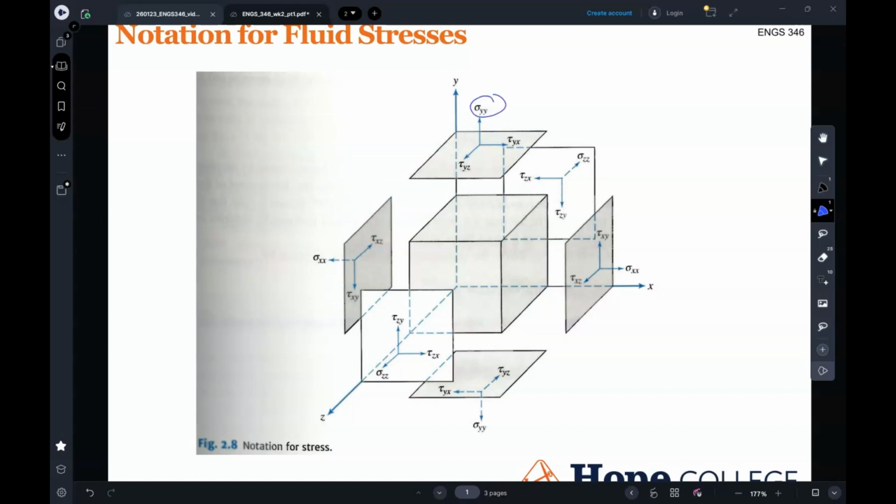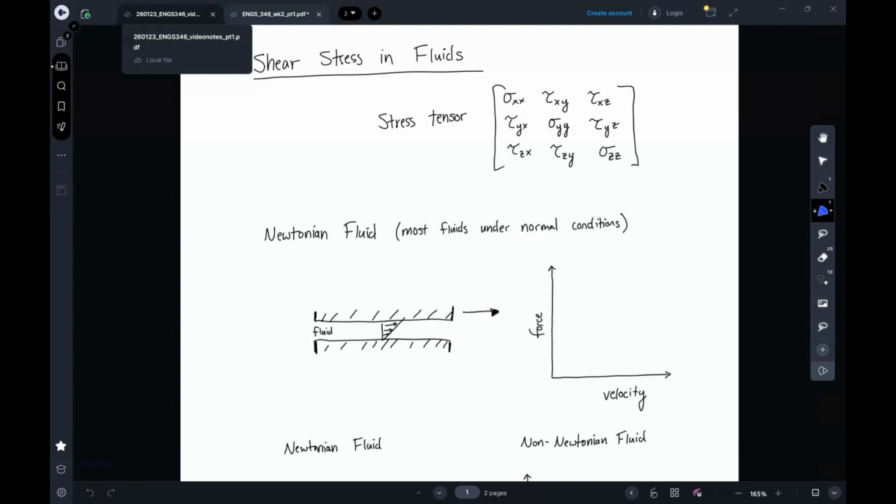Some of them will be normal stresses, like these here, and some will be in the plane of that surface as a shear stress. Normal to the plane, or in the plane as a shear stress. And again, we identify the plane that they're acting in, and then the second dimension is the direction that they're acting. So if we put all of this together, we can talk about what's called the stress tensor for a fluid. This is just a complete picture of how fluids respond to stresses.